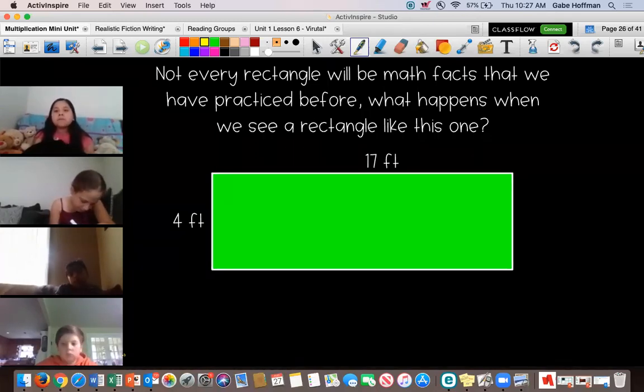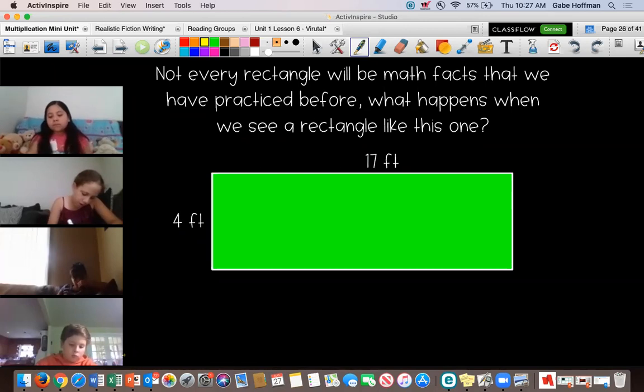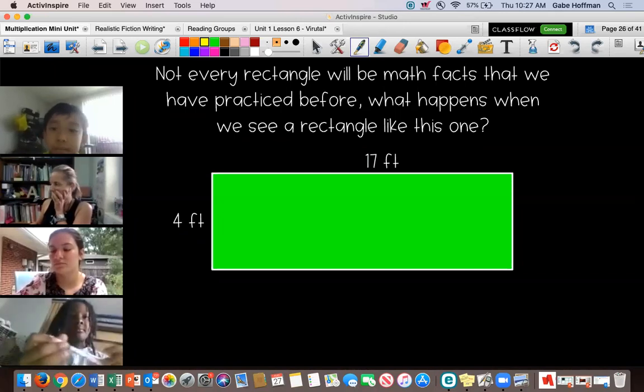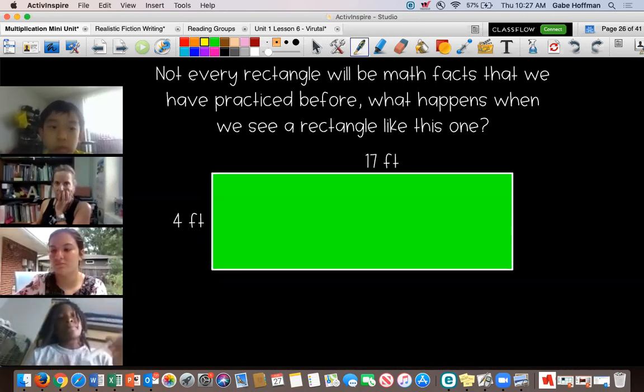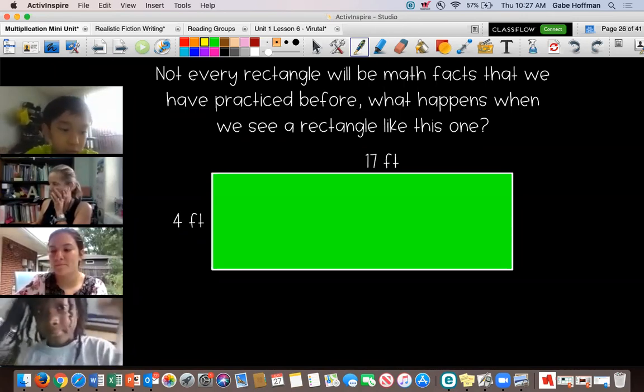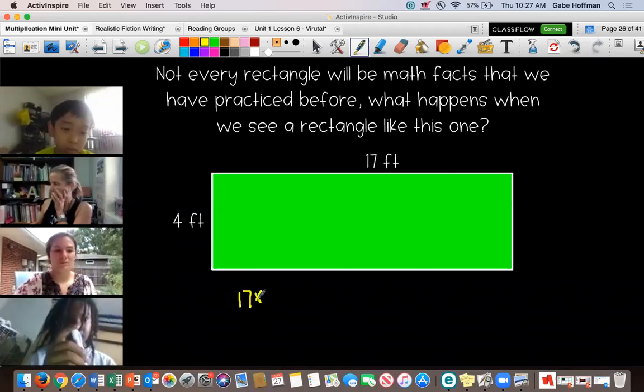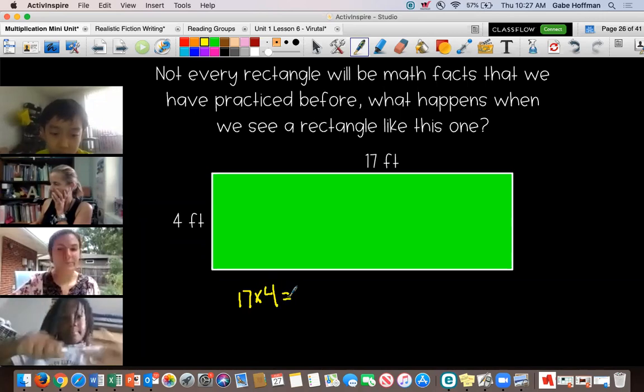So I'm going to stop you for a second. Henry, you were explaining exactly what we would need to do if we're finding perimeter, and you're absolutely correct. We're talking about area today, which we just talked about is the space on the inside, right? And Ania reminded us that we would be multiplying the two numbers. So what will we multiply in this one to find the area, Henry? If we were doing it as multiplication, what would we do? 17 times 4. That's what we're going to do to solve it.